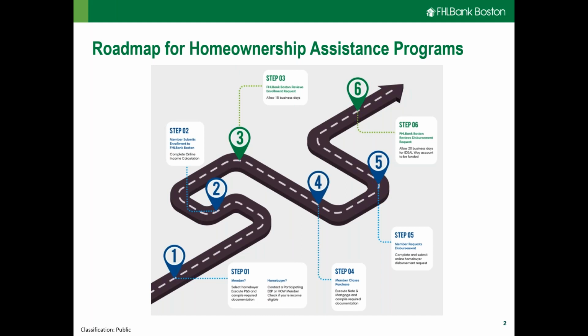So making sure that you have everything that ties out. And then once you have all your closing documentation, from the post-closing standpoint, you're going to be requesting the disbursement, and that's the reimbursement of the grant. And that is also a 2-tier review. So it is 20 business days for us to fund your Ideal Way account with us.